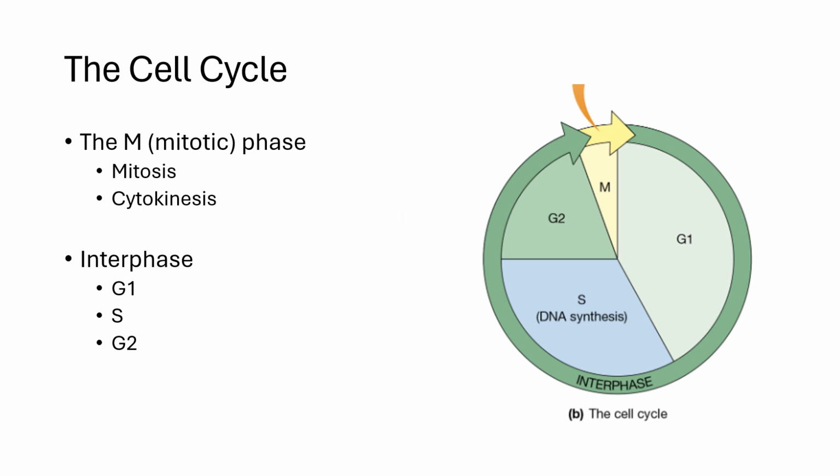The cell cycle is broken up into two main phases, the M or mitotic phase and interphase. M phase consists of many different subphases that I will get into later, as well as cytokinesis. Interphase is broken up into three subphases known as G1, S, and G2 phases. More details later.